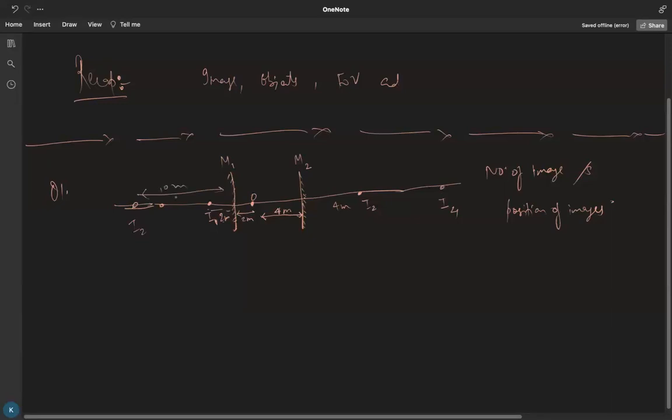What I'm trying to say is, look, this is my object. First I see its image in M1, which I call I1, formed 2 meter beyond the mirror. The same object's image formed by M2 is 4 meter beyond the mirror, because it obeys what we discussed in the previous class about image formation in a plane mirror: the distance between the object and the mirror is equal to the distance between the image and the mirror. So that's why these are the same.